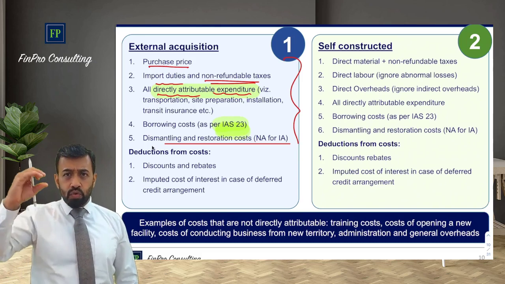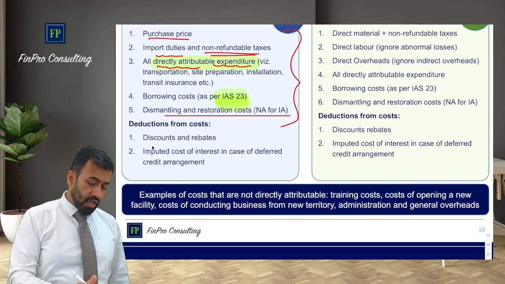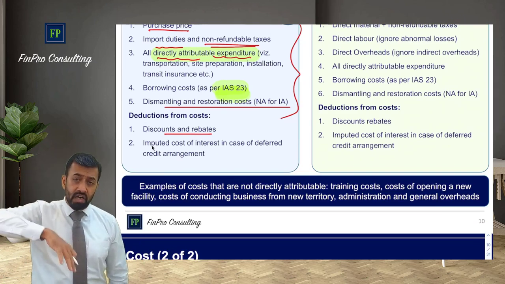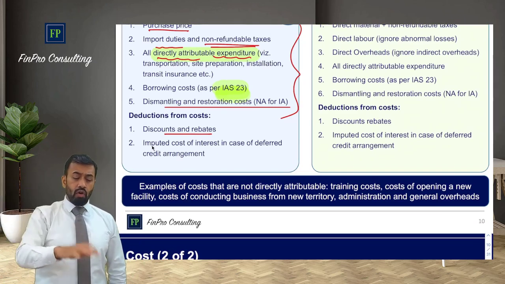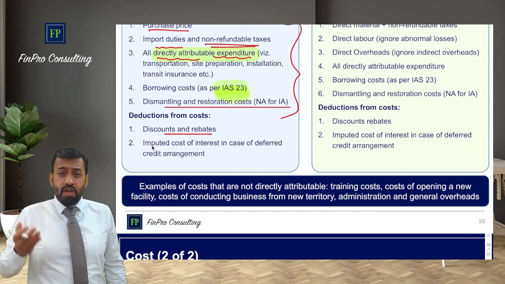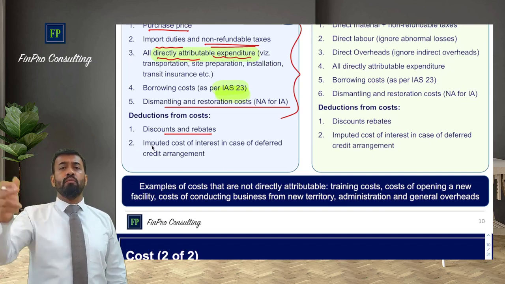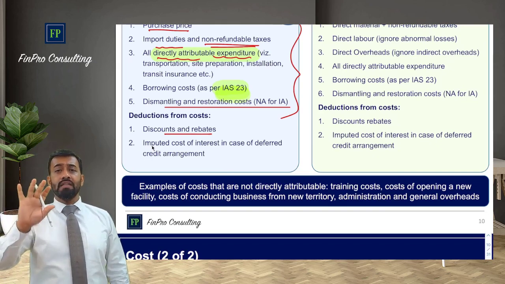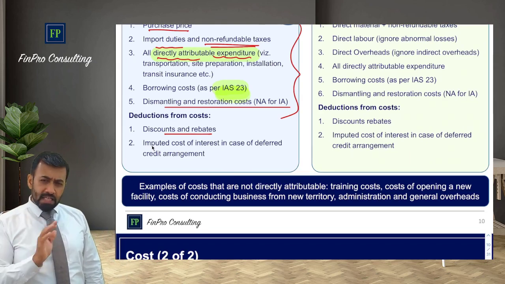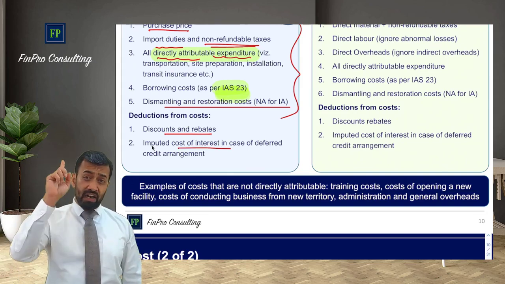There are certain things which you are required to reduce from the cost. What are those two things which are given here? Discounts and rebates, if you are going to receive, or if you have received them from the vendor, you cannot include them as a part of cost because that's not your cost, it's your discount. You cannot account for it separately in your other income. No, it has to be reduced from your cost because your actual cost is net of discounts and rebates. Alright. The last part is imputed interest cost in case of a deferred credit arrangement.